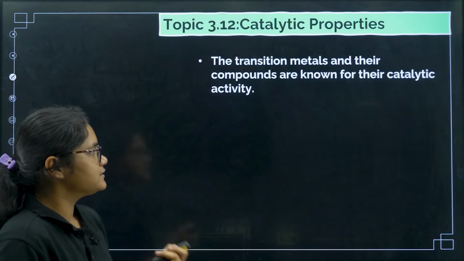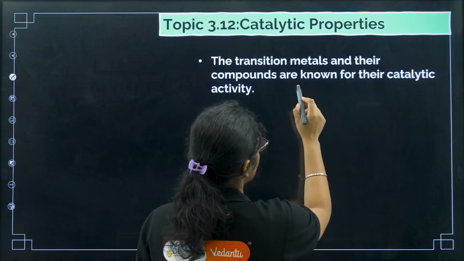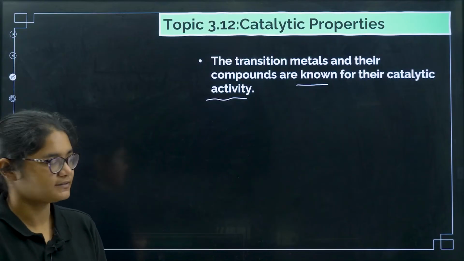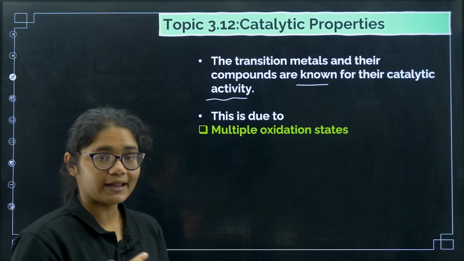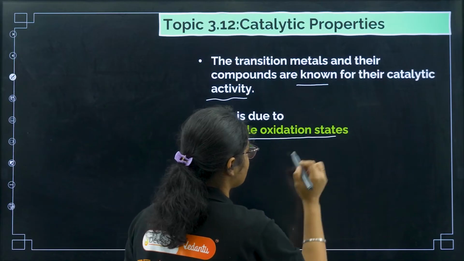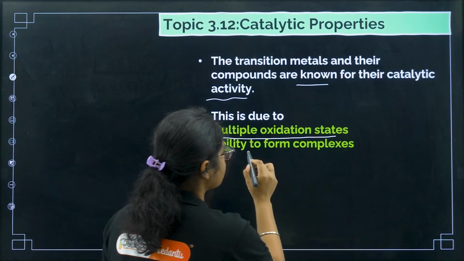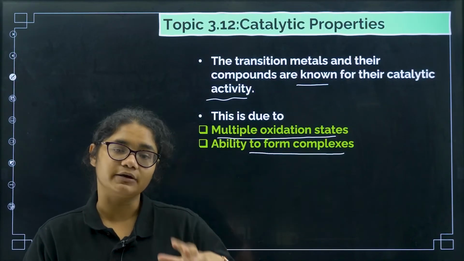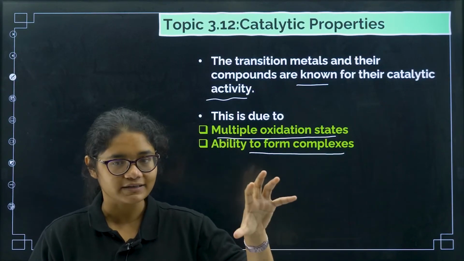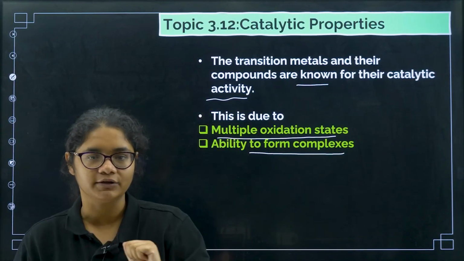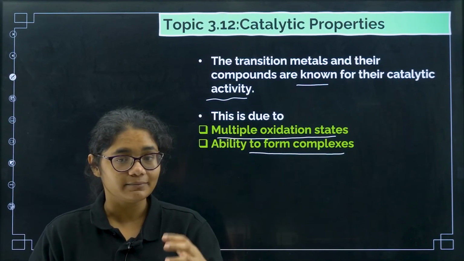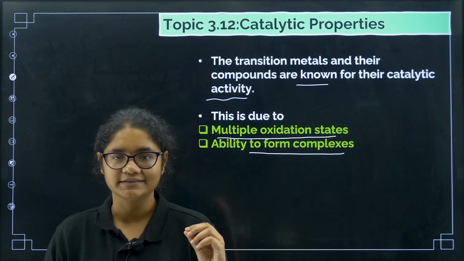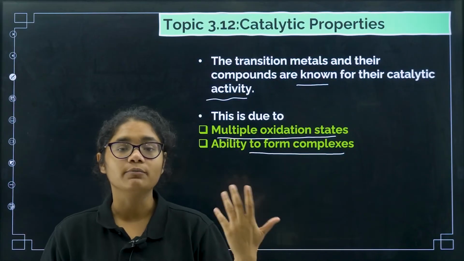Catalytic properties. Transition metals and their compounds are known for their catalytic activity. So transition elements can also behave as catalysts. Why can they have catalytic property? Because they have multiple oxidation states, and they can form complexes. Just now we discussed why they can form complexes: because of small size, high ionic charge, and availability of d orbitals. The reason for catalytic behavior is that they can have multiple oxidation states and the ability to form complexes.